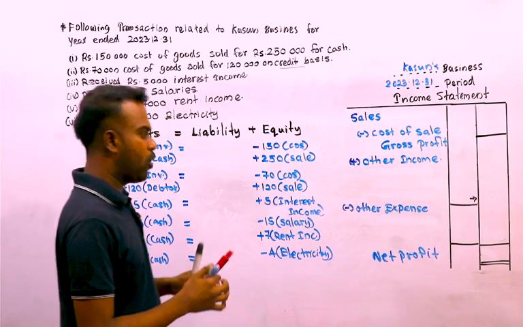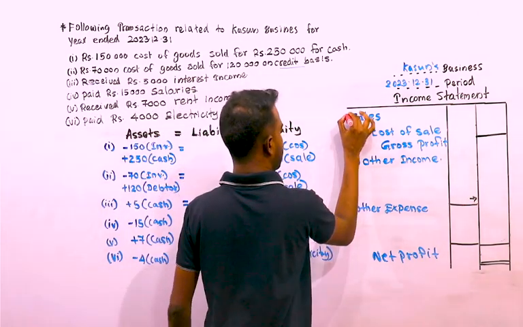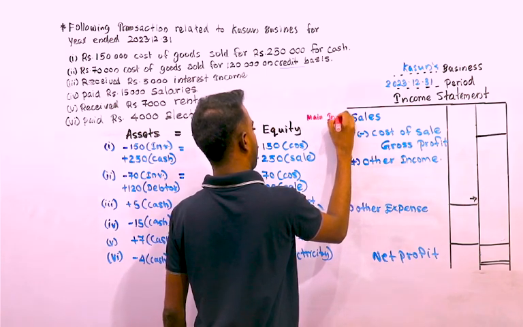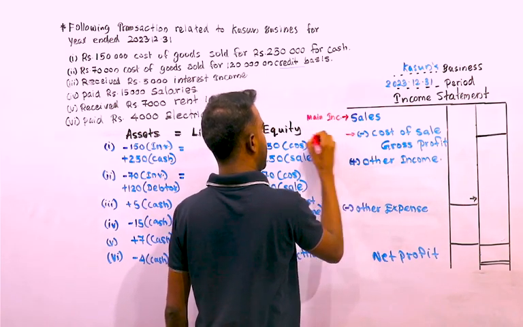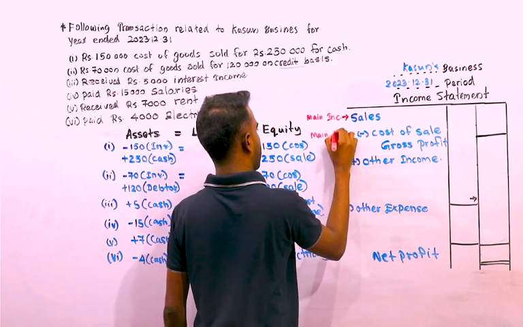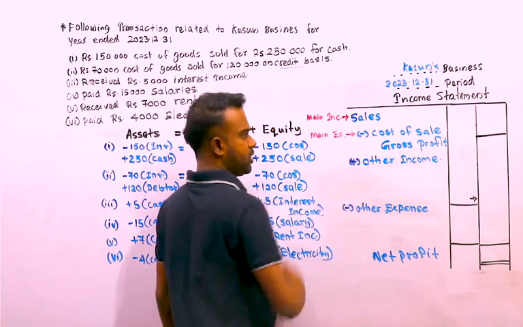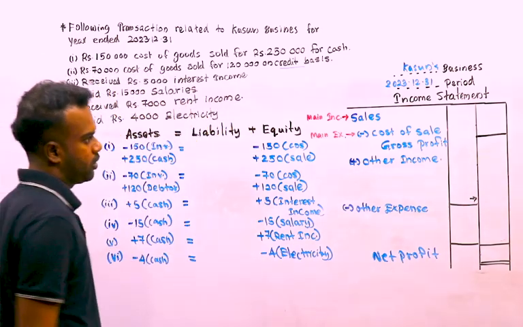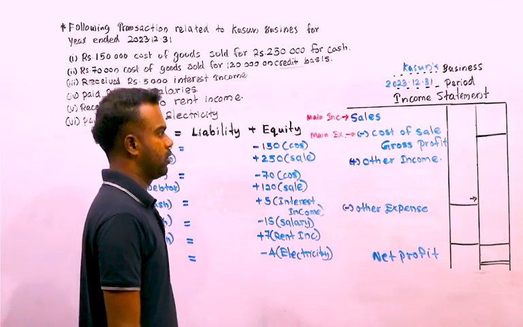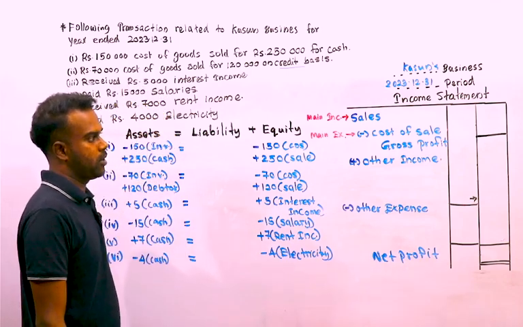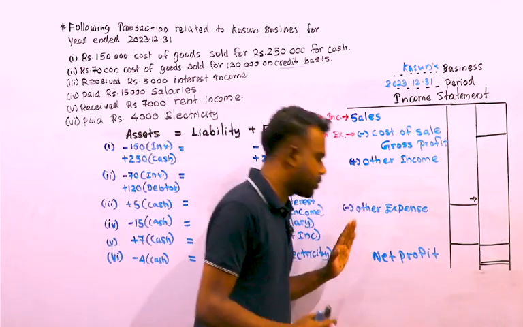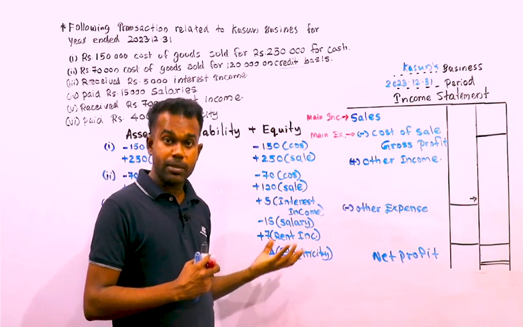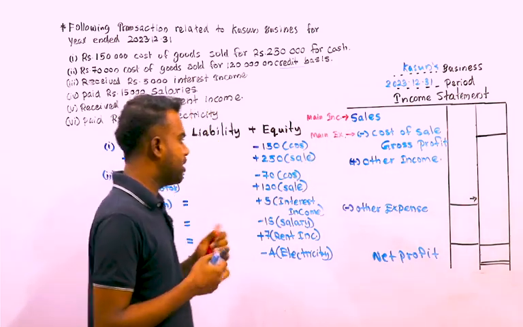Now we have to identify sales, which means main income, and main expense here. Understood? And also other incomes and other expenses. Now we have written in brackets the income name and the expense name. Can you identify the main incomes here?